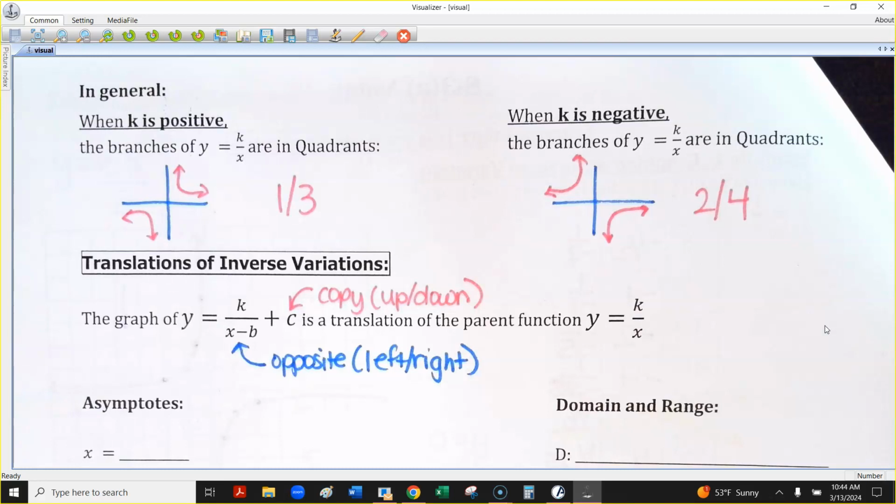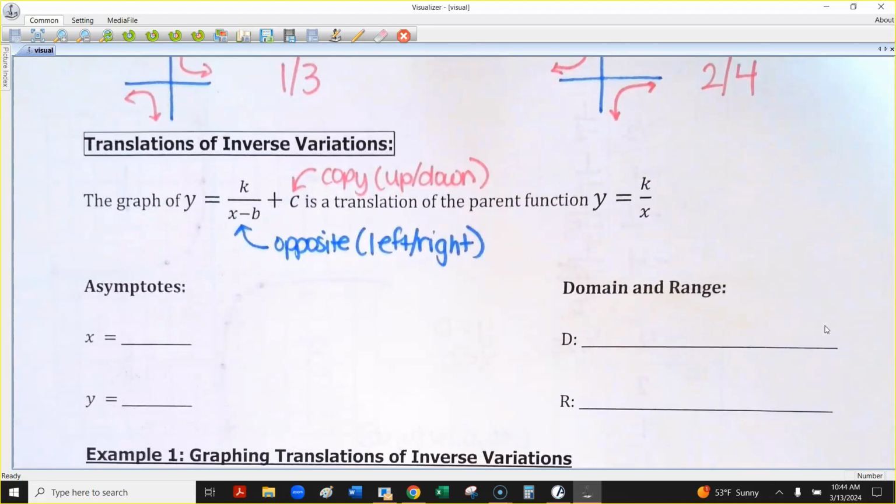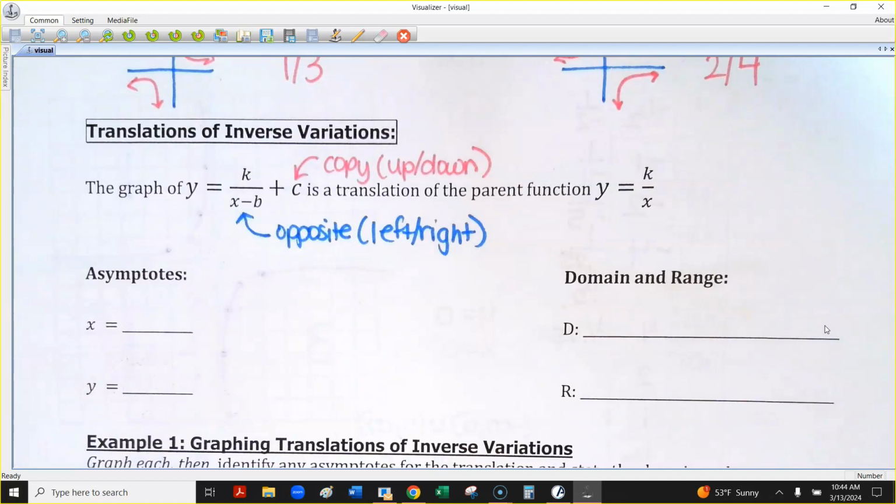Now, I'm not really worried about how far the branches are from the origin. I'm really just going to look, do you have them in the correct quadrants? Now, the asymptotes, what the branches would not touch on the graphs we did on the front, are the x-axis and the y-axis. So those two numbers, the b and c, when you actually see them in an equation, would affect where your x and y axis is.